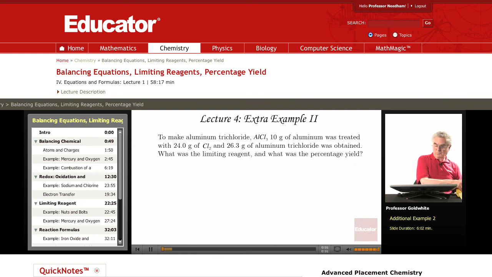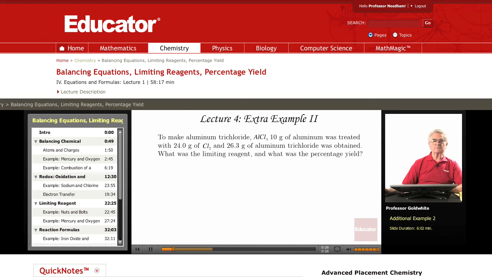In this problem, we're given an arbitrary amount of two reagents, aluminum and chlorine gas, Cl2, and we are told a certain amount of a product is obtained. We are asked what was the limiting reagent, if indeed there was one, and what was the percentage yield.